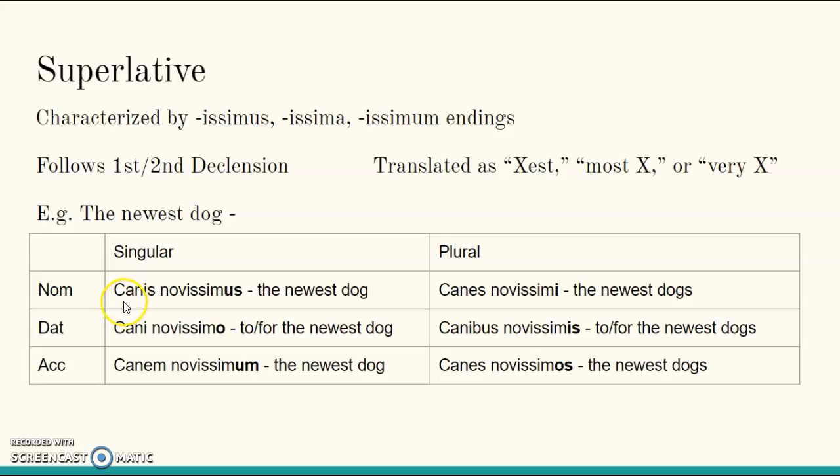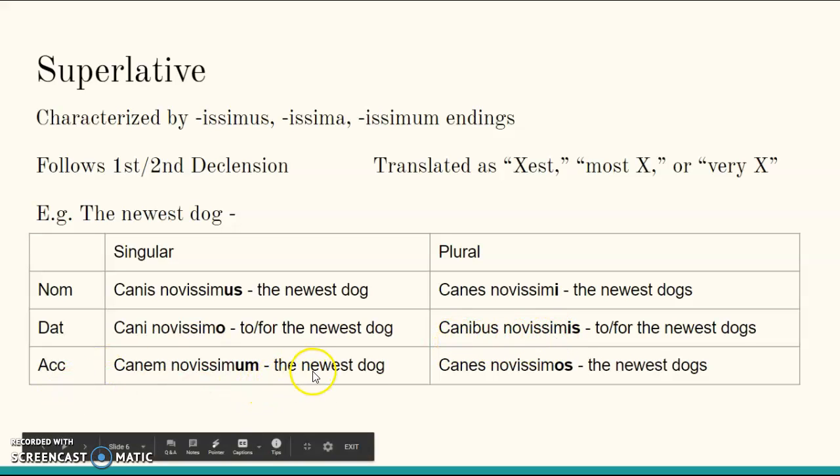So let's talk about the newest dog, canis novissimus. When I say newest dogs, I'll say canes novissimi. To or for the newest dog, cani novissimo. For multiple, to or for the newest dogs, canibus novissimis. The newest dog in the accusative, canem novissimum. And the newest dogs, canes novissimos.